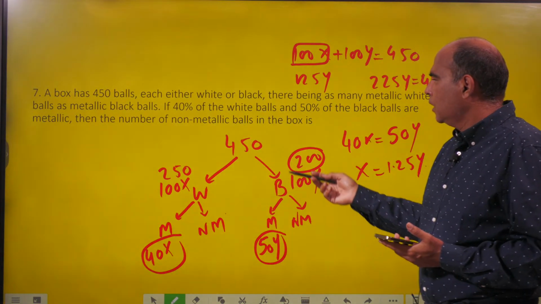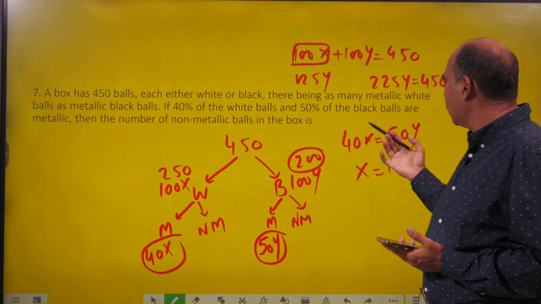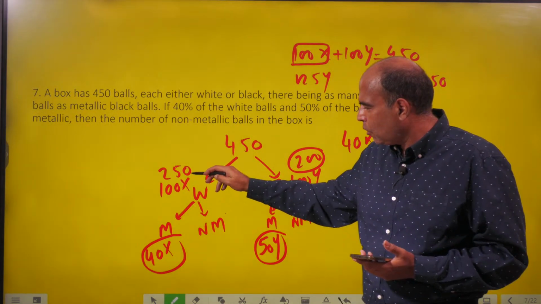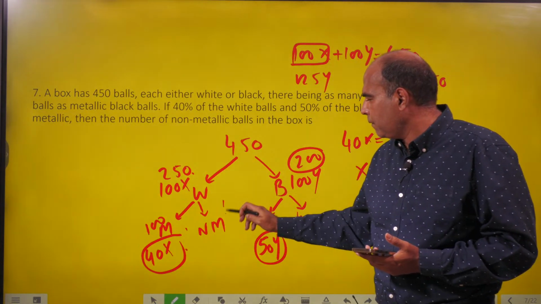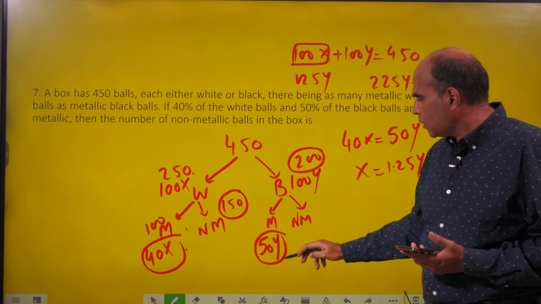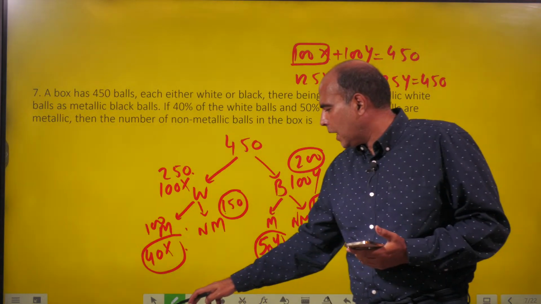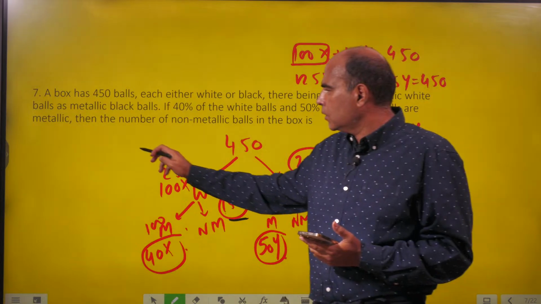The question is the number of non-metallic balls in the box. What is the number of non-metallic balls in the box? So non-metallic balls in the box: 250 balls, 100 balls are metallic. So 150 balls are non-metallic here. 200 balls, 100 balls are metallic. So 100 balls are non-metallic. So they have asked us the addition of this and this. So the correct answer to this is 250.